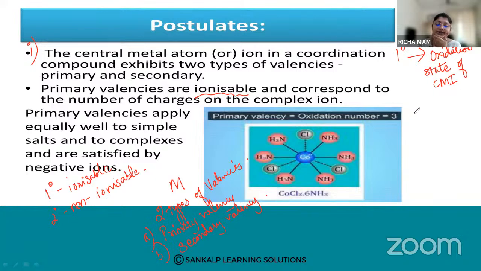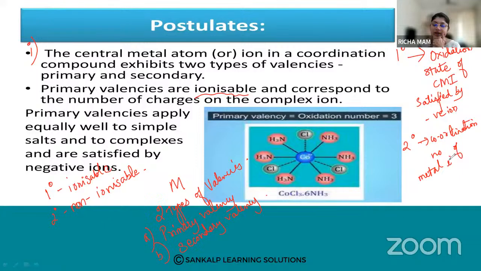And it is satisfied by the negative ion. So this is about your primary valency. Then the secondary valency corresponds to the coordination number. It tells you about the coordination number of the metal ion, and the secondary valency is satisfied by ligands. Now, what do you mean by oxidation state and what do you mean by coordination number, students?